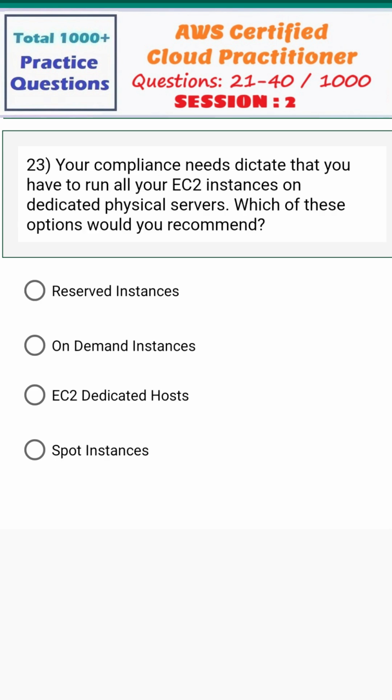Question 23. Your compliance needs dictate that you have to run all your EC2 instances on dedicated physical servers. Which of these options would you recommend? First option, reserved instances. 2, on-demand instances. Third, EC2 dedicated hosts. Fourth, spot instances. Guess the answer. The correct answer is third option, EC2 dedicated hosts.